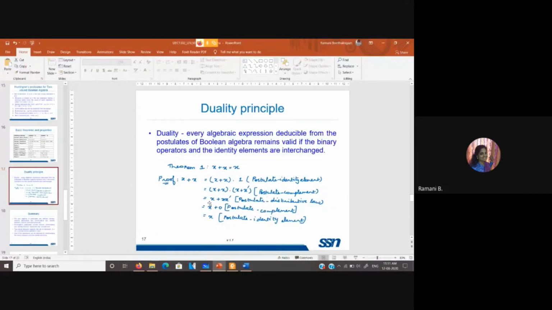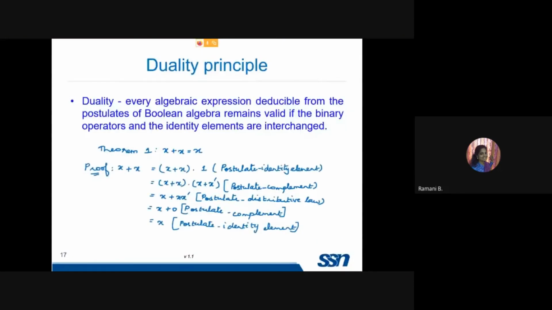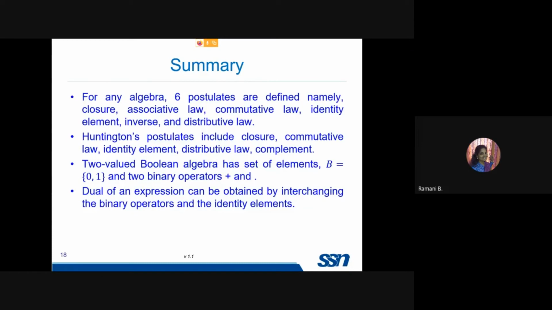So I summarize this Boolean algebra over here. For any algebra, we have 6 postulates defined, namely the closure property, associative law, commutative law, identity element, inverse, and the distributive law. With respect to Huntington's postulates, we have the closure property, commutative law, identity element, and the distributive law from the general postulates. In addition, we have a complement and another postulate which states that the two elements belonging to the set should be a unique one.